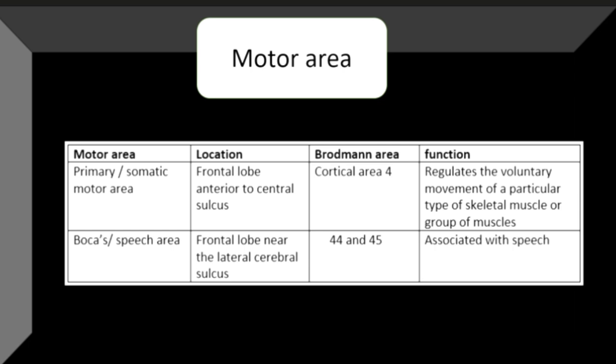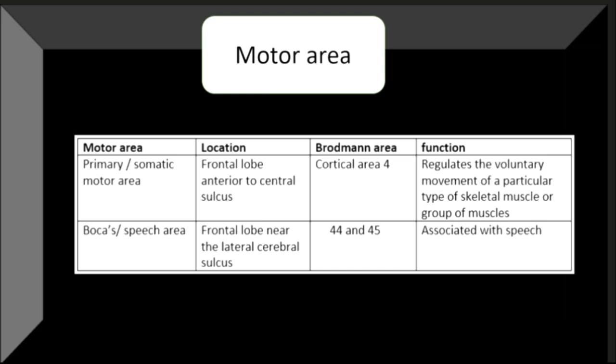The primary area is where the stimuli happen or where the signal needs to go, so it mostly regulates the voluntary movements. Where the stimuli is received, it may be in your skeletal muscles or in some group of muscles. That type is voluntary movement, not involuntary. Involuntary movement is not controlled by this area, it is in every area of our brain. So just remember voluntary movement when you're learning.